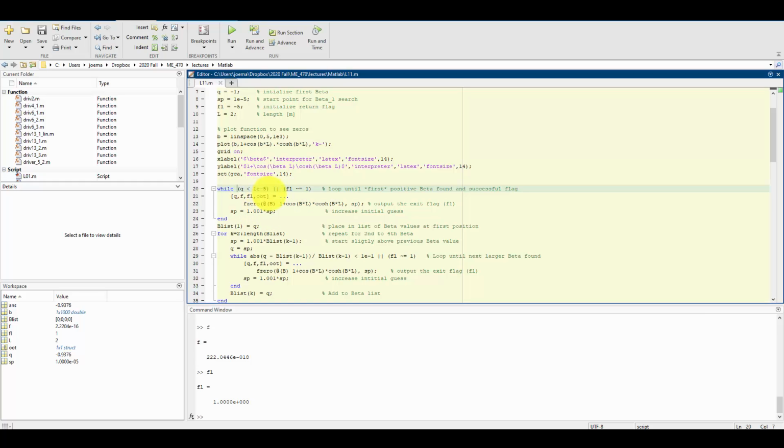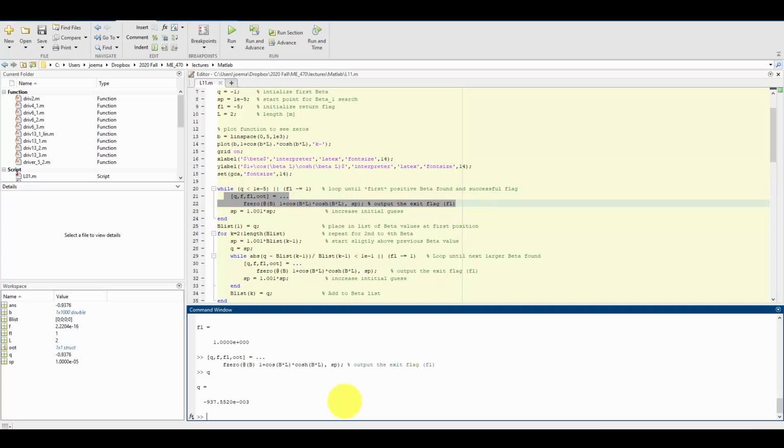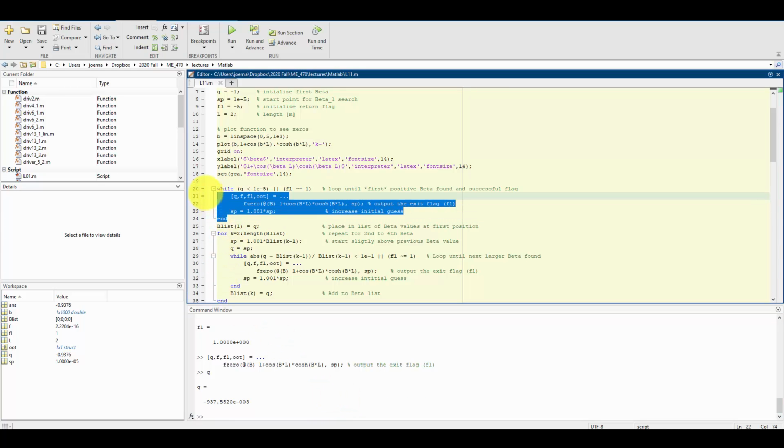That tells it, run this loop again and keep running it by increasing that start point a little bit. And I put in this extra condition here: keep running this loop if the flag I find is anything but 1, which means that the solution did not converge. All right, so we see that for a start point that I just put in there, I am not getting a q value that's good. It's not positive. Let me now run this whole while loop.